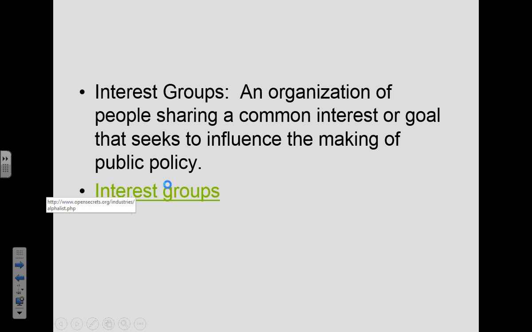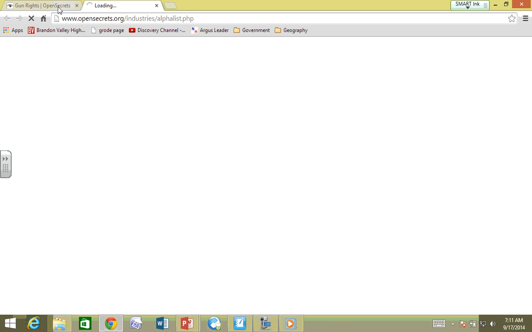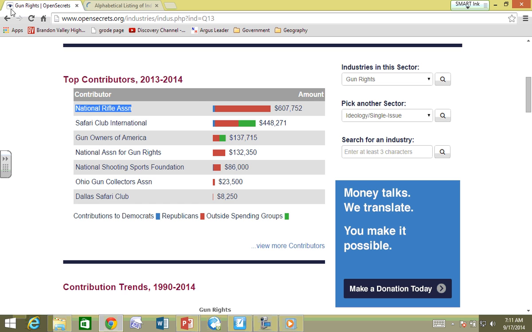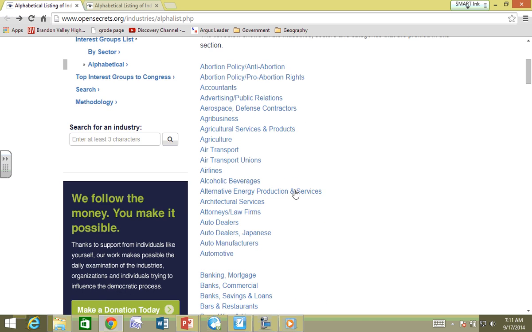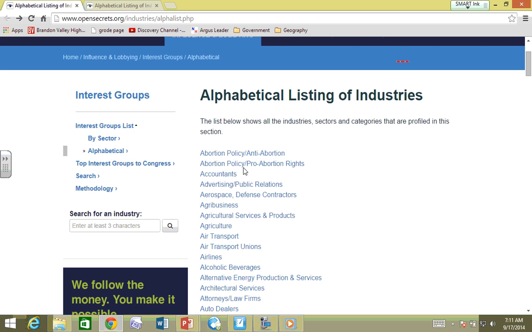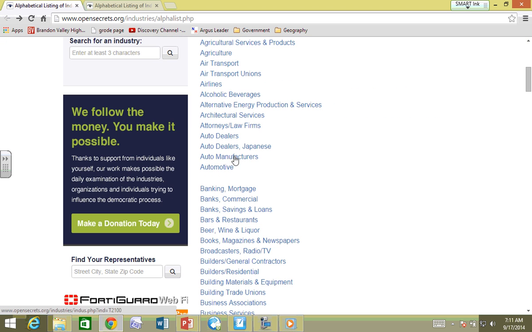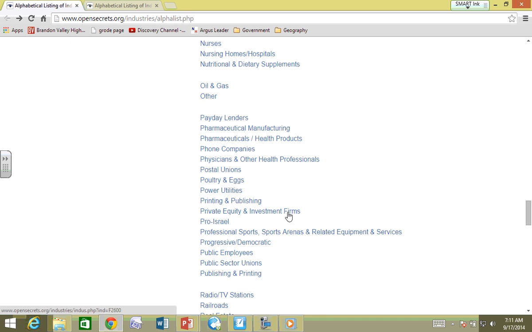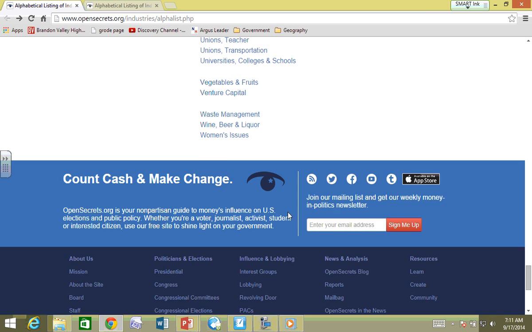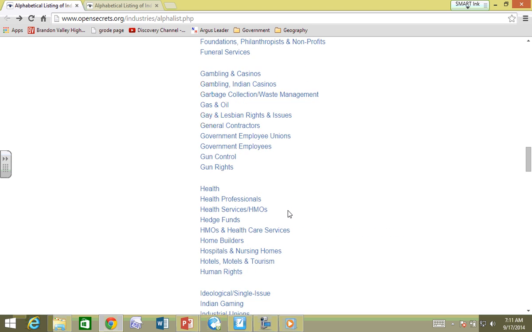Here's a list of all the interest groups out there, actually by sector. It'll break this down by sector here. These are just an alphabetical list by industry. So abortion rights or abortion pro-choice, banking, auto dealers, all of these are interest group sectors. Now, they're not actually the interest group. So let's go under one of these sectors.